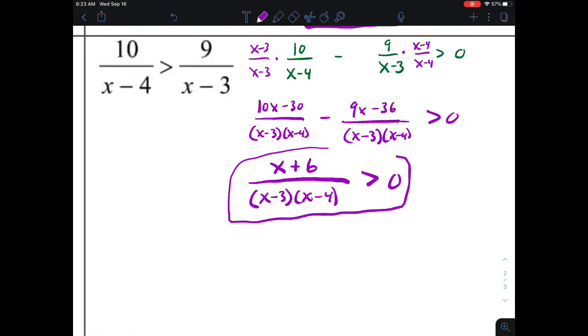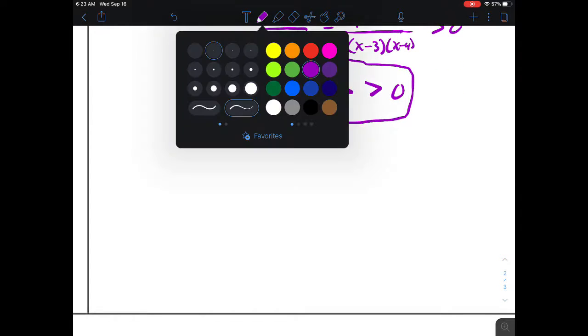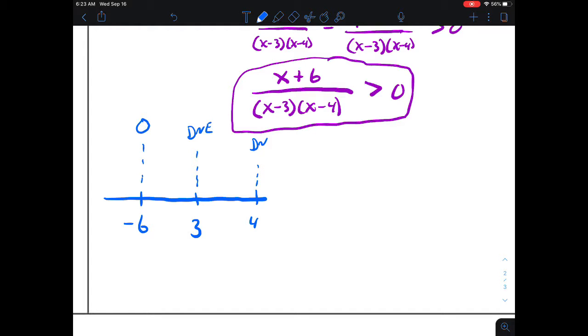All right, now we're going to look at this problem and do what we just did before. So since I have one single rational function and 0 on the other side, we'll make a number line here. All the numbers that make it equal 0 or undefined go on this number line. So negative 6 makes the top equal 0. 0 divided by anything other than 0 makes 0. Then we have 3. We're undefined. And we have 4, which also makes the bottom 0, so we're undefined there.